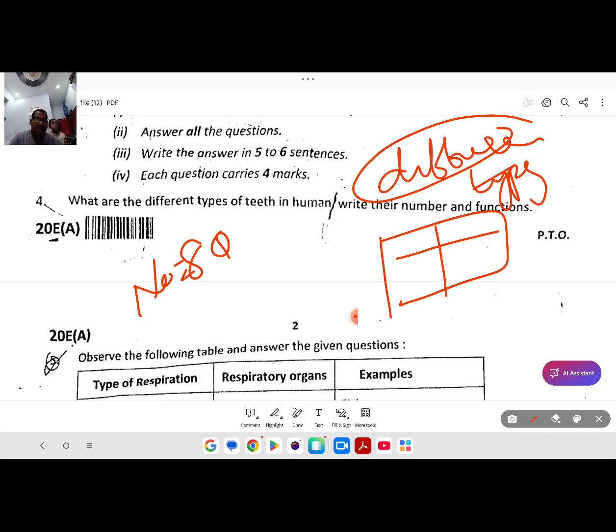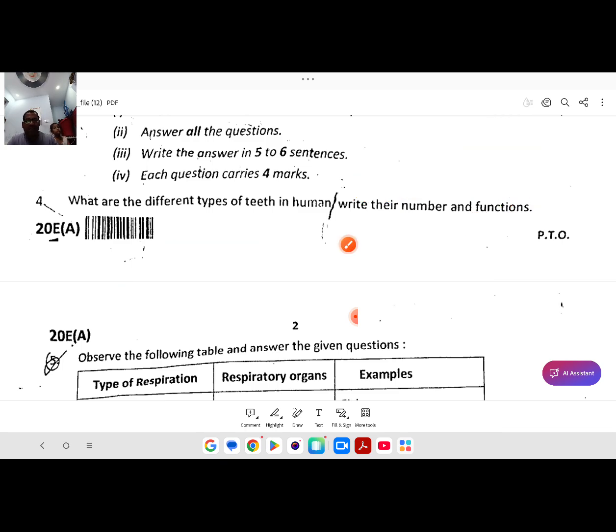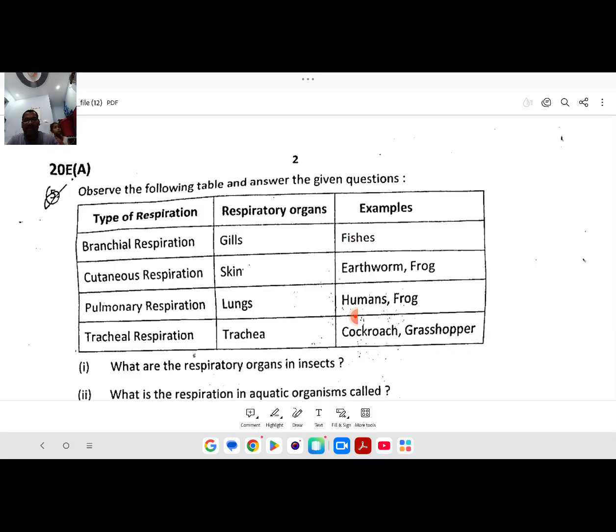Example: difference between autotrophs and heterotrophs, photosynthesis and respiration, single and double circulation, aerobic and anaerobic respiration, like that. So like this, we have only 8 questions. So study those 8 questions. Yes, you will get one question from that under the fourth question in your question paper, and the fifth question you will get as a table, right? It's very easy.